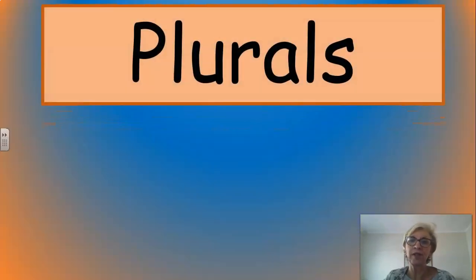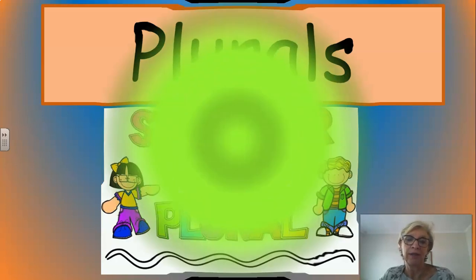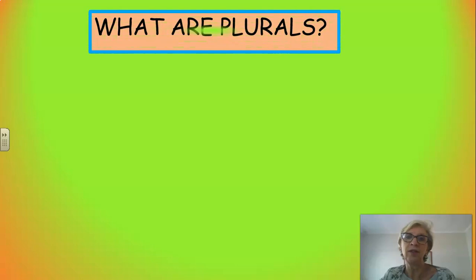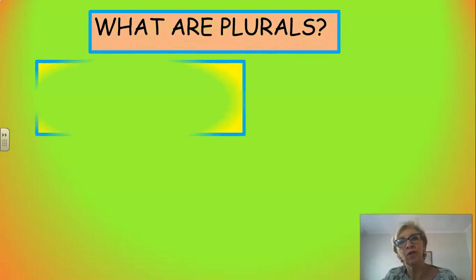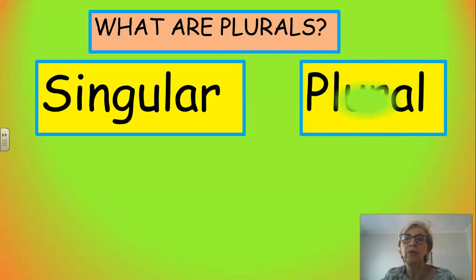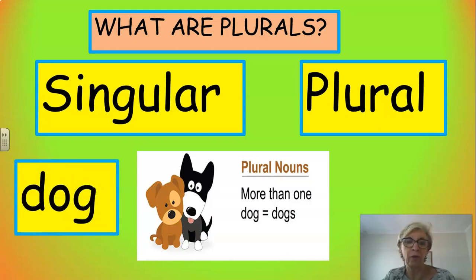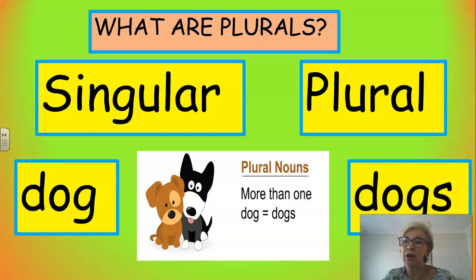Today, our focus in our English language lesson is plurals. Singular and plural, those are opposites. So, grade 3s, what are plurals? Well, sometimes we speak about words in singular form and then we make them into plurals. For instance, one dog is singular, more than one dog, dogs, is the plural form of the word dog. And what did we do? We just added an S to the end of that word.